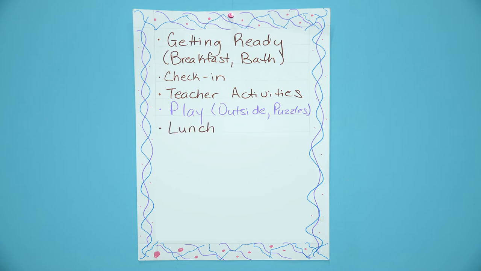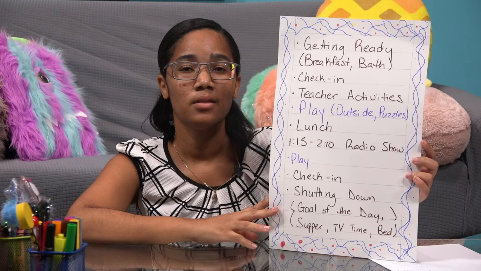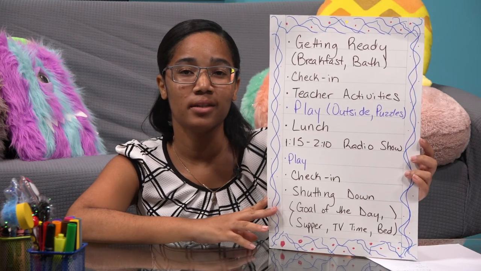We go to lunch after that, and we have to finish with lunch at 1:15 so that we can listen in to our radio show. After the radio show, we have another session of play, and then we check in to see how the day went, what else is there for us to accomplish today. Then we have our shutting down time. That includes completing any goal that you didn't finish for the day, having supper, TV time, and getting ready for bed. So that brings us to the end of our coping activity for today.